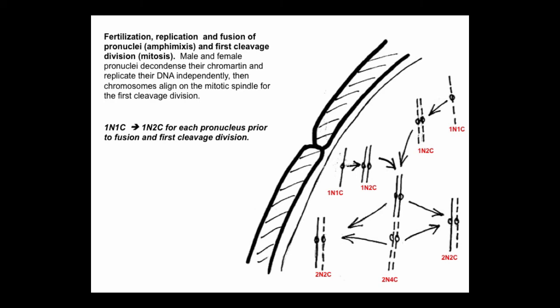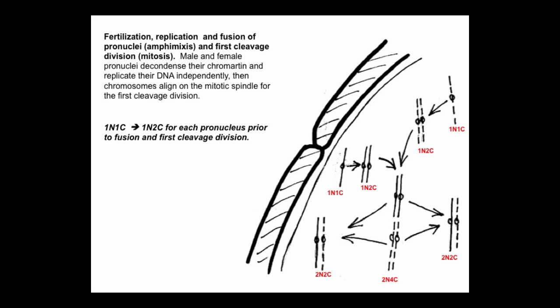Fertilization, replication, and fusion of the pronuclei, which is called amphimixis, and the first cleavage division will occur. The male and female pronuclei decondense their chromatin, replicate their DNA independently, then the chromosomes align in the mitotic spindle for the first cleavage division. And I've put the DNA and chromosome contents here. Basically, the male and female pronuclei are both 1N, 1C. They independently replicate DNA to become 1N, 2C for each pronucleus prior to fusion and the first cleavage division.